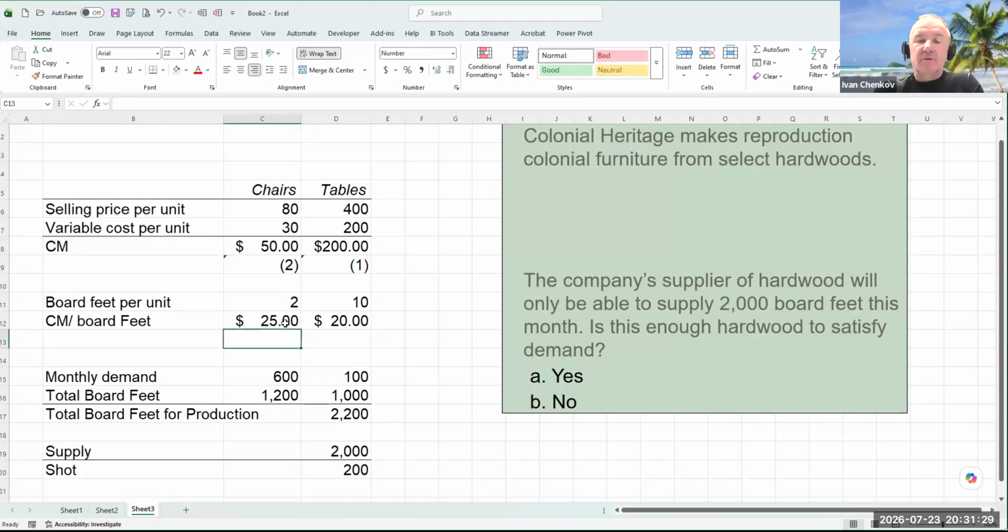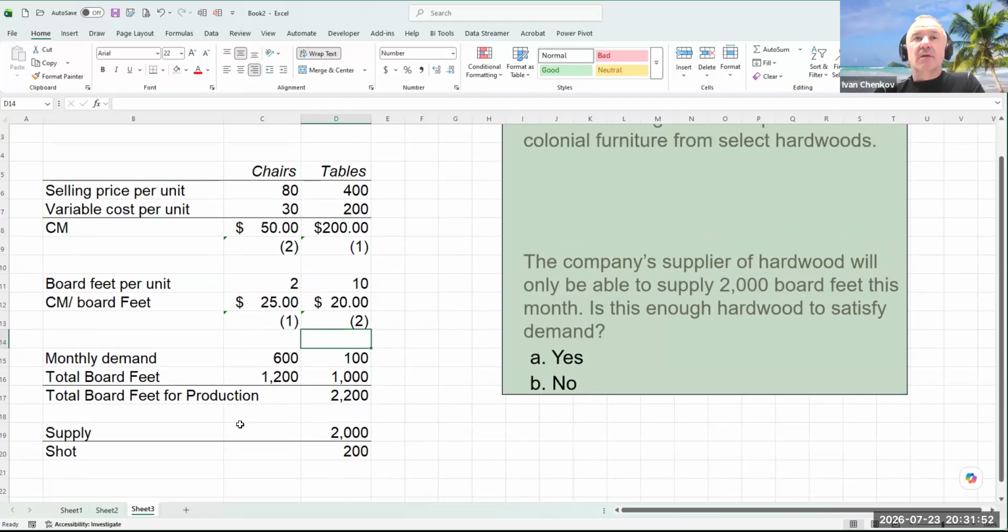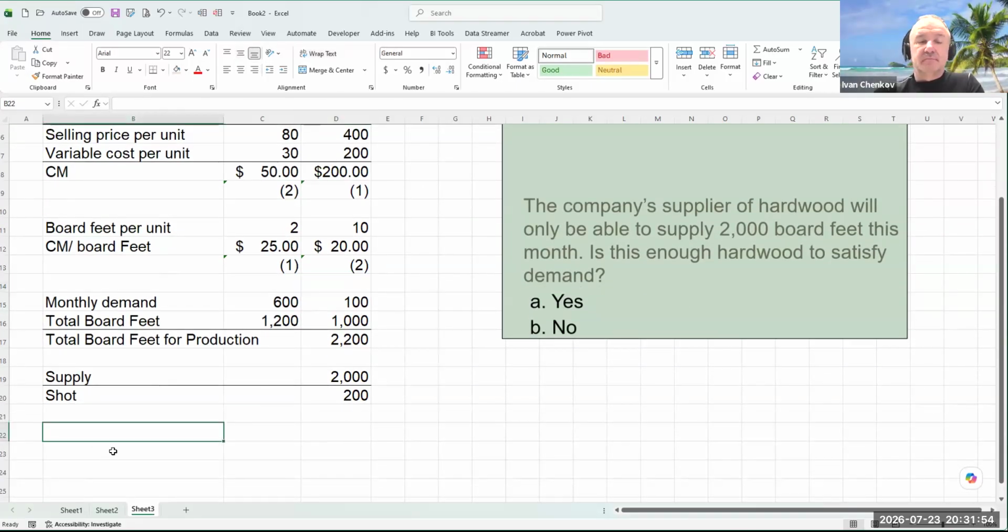Now we're moving back to the chairs. Chairs is the one giving me the highest contribution margin per board foot. And that's how I'm going to use it. I'm going to use the chairs. I'm going to produce the entire demand for the chairs. And whatever is left, I'm going to move to the tables. So let's do our calculation for the production. Production, let's call it schedule.